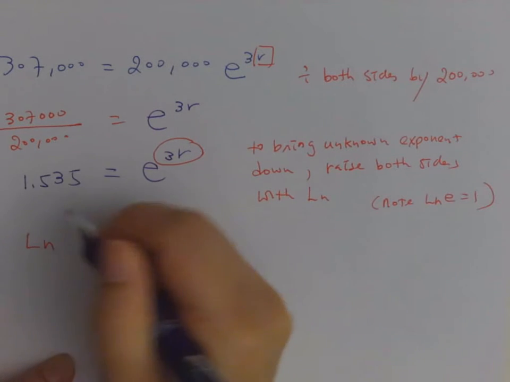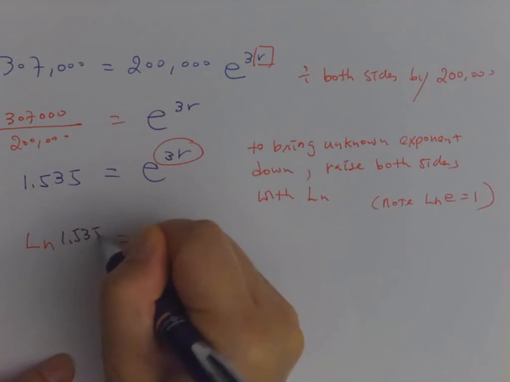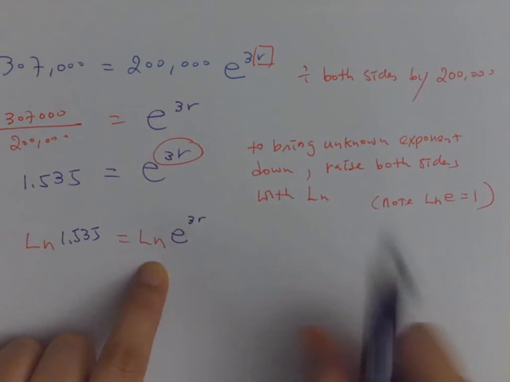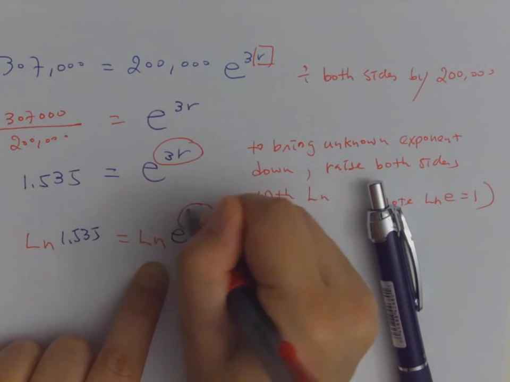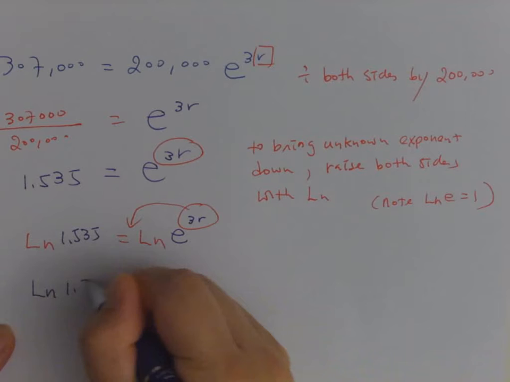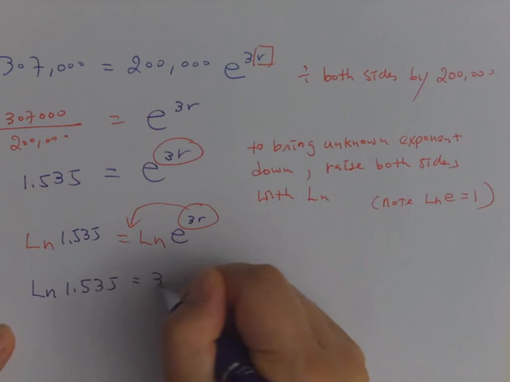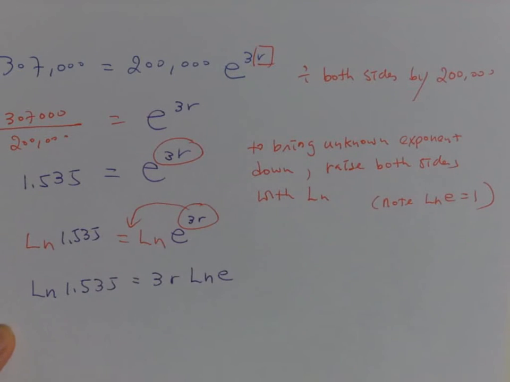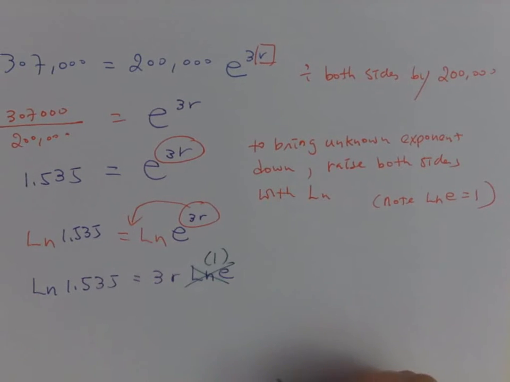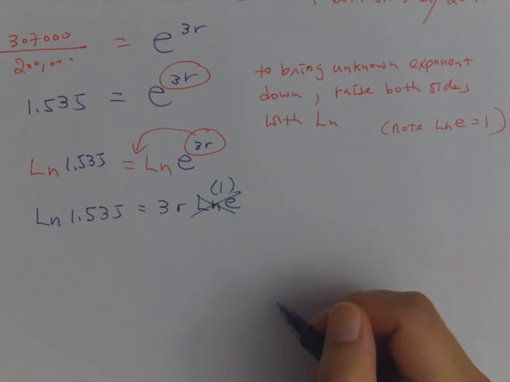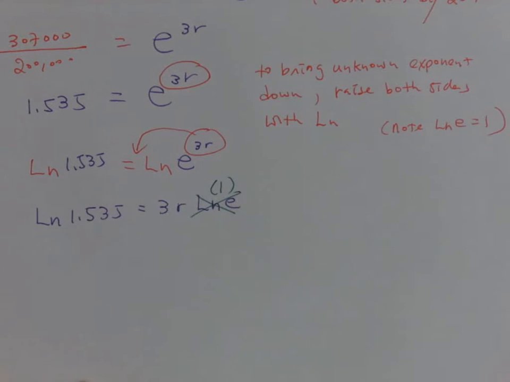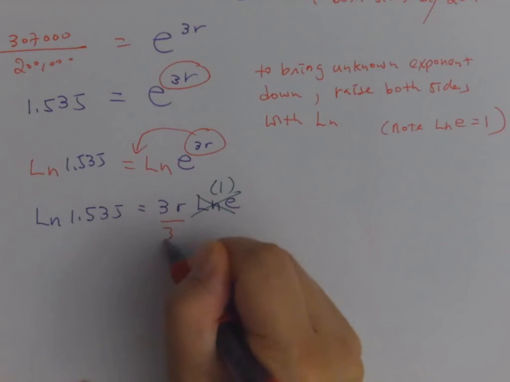So both sides have ln. And then we have 1.535. This is ln e^(3r). So once you have ln here, the log property allows you to bring your exponents down, right? The power rule. So ln of 1.535 equals 3r ln e. And remember we said ln e becomes 1, so sometimes people say they cancel each other, but it's not really, it's equal to 1. So to solve for r, all I need to do is divide both sides by 3.